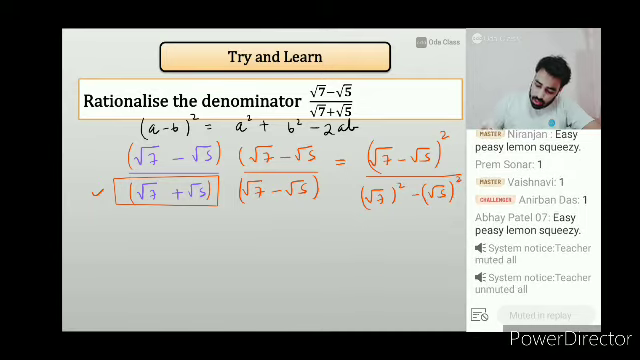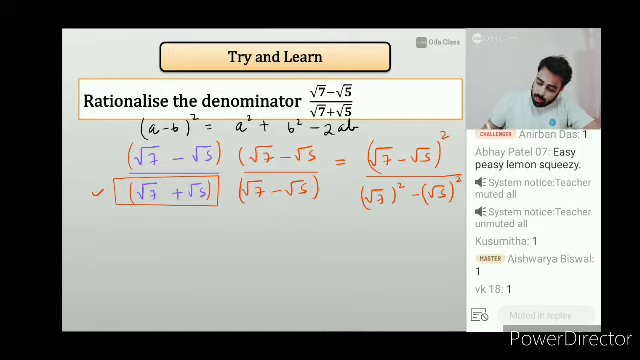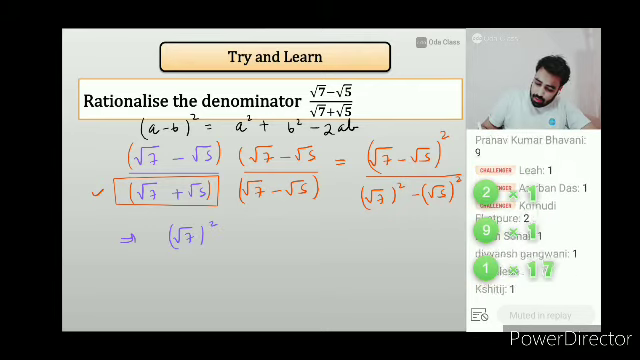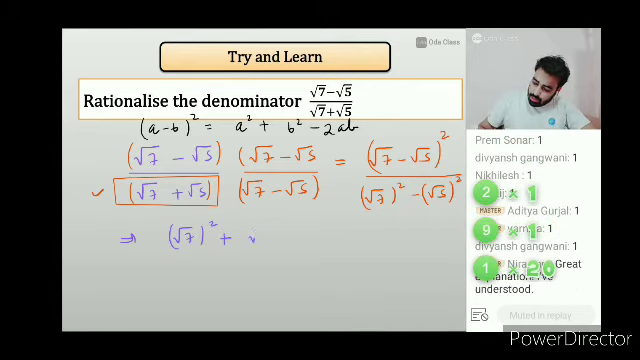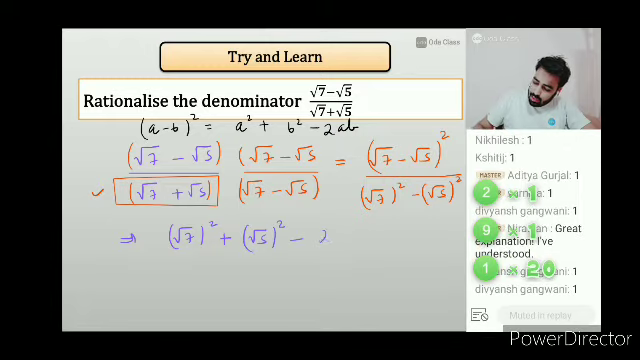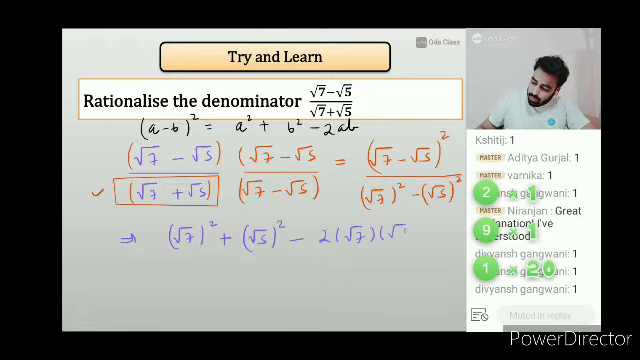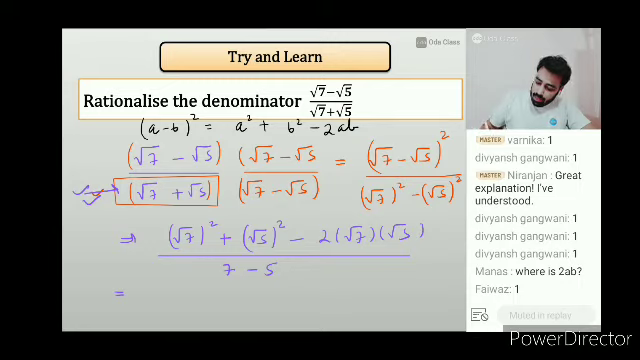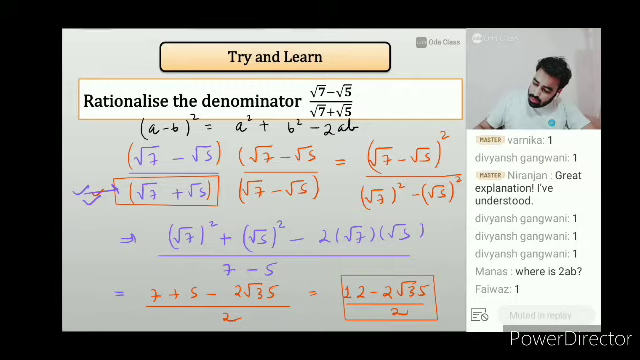How many of you are able to understand? Press 1. If you understood till here, then things are easy, because if I apply the formula a square plus b square minus 2 into root 7 into root 5. The rationalizing factor is based on the denominator only. So the denominator will be 7 minus 5. If I further simplify, 7 square is 7, 5 square is 5, minus 2 root 35, divided by 2. And that is 12 minus 2 root 35 divided by 2. This is the result.